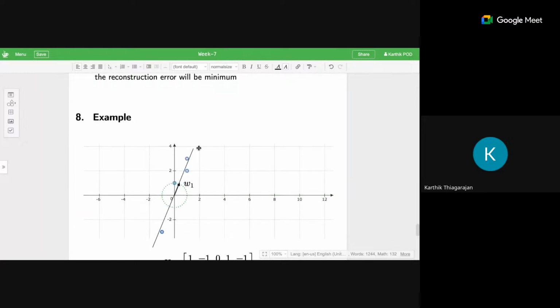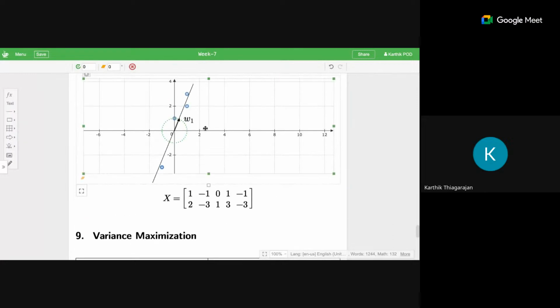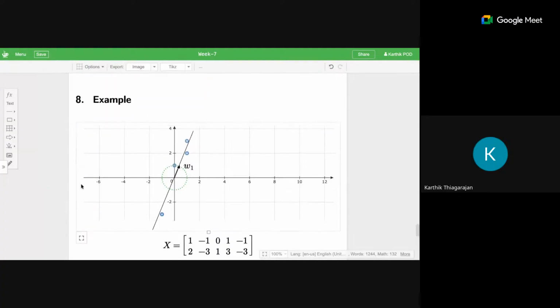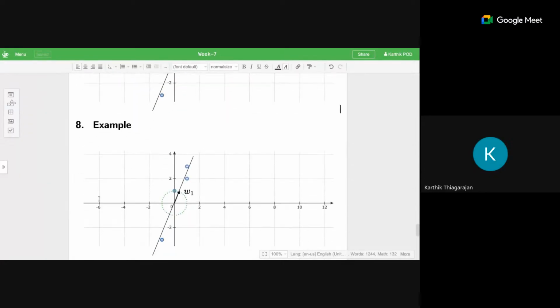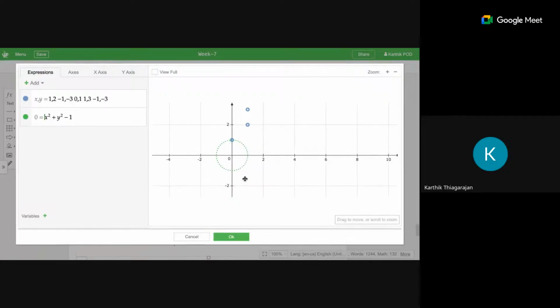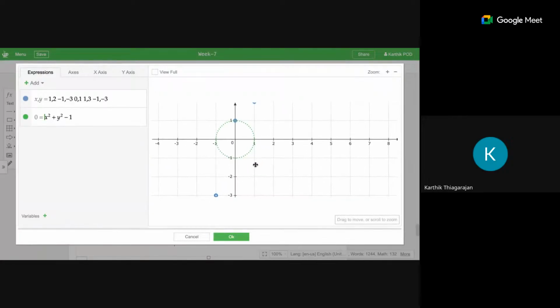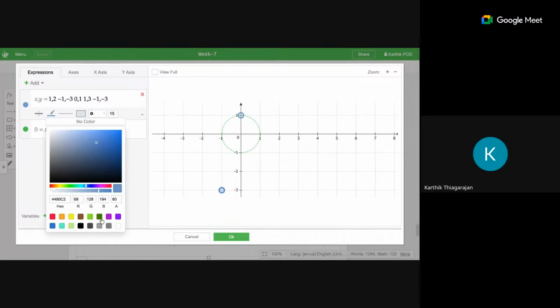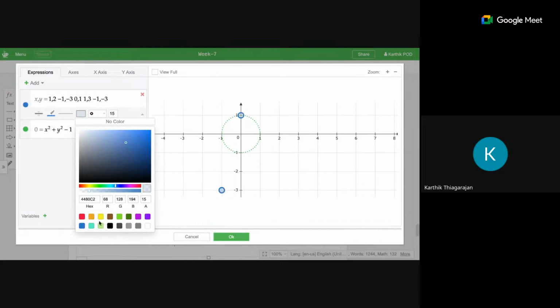So the example is this data set that we have plotted. We make it slightly better. I can actually plot this after doing the entire thing. So what I will do is, W1 I won't have. I'll make this slightly more precise so that the individual coordinates are also visible. Let's make this 15. Let's make this blue.